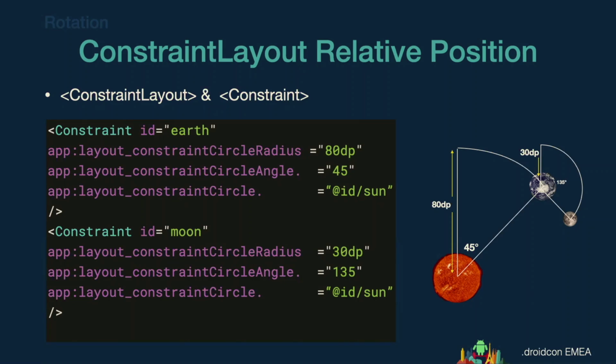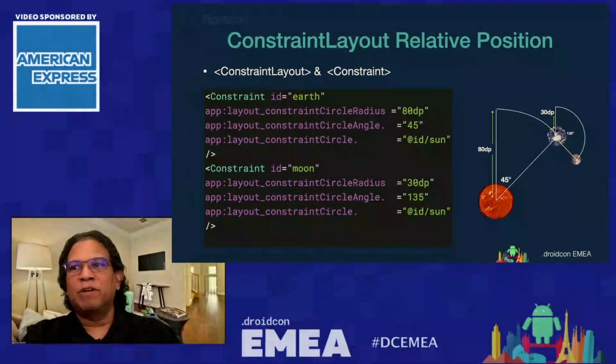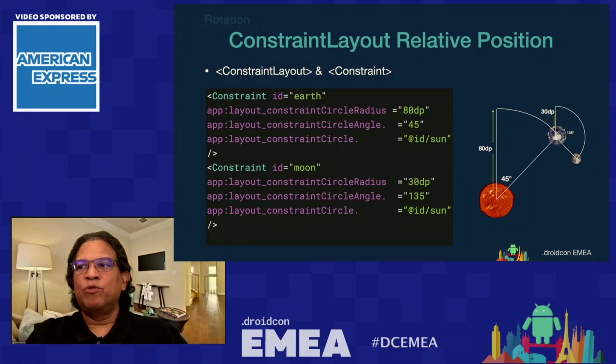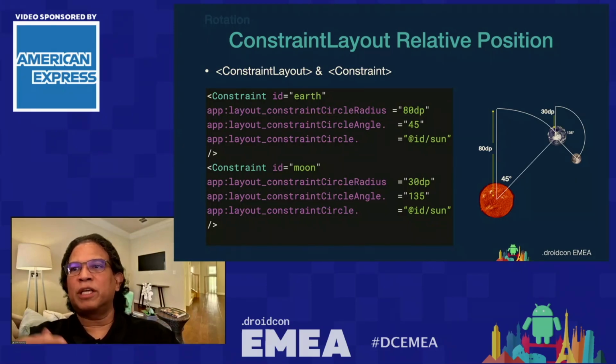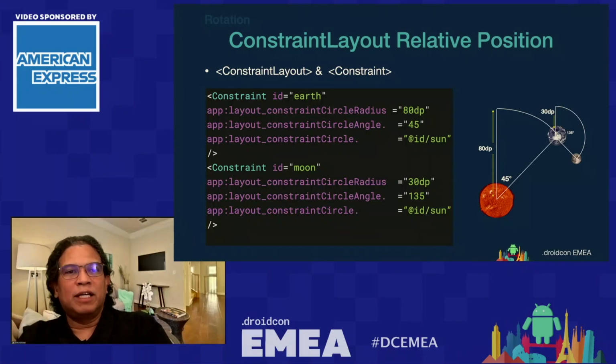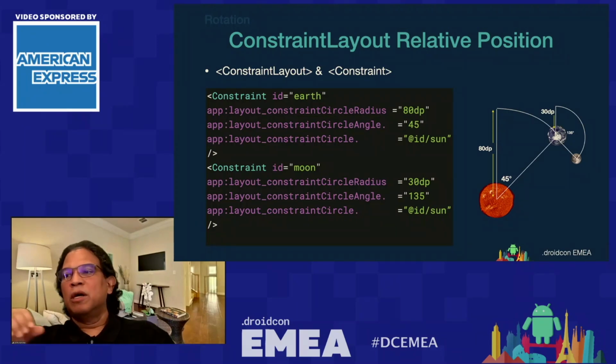So from 1.1, we support constraints which are polar coordinates. You specify circle radius, circle angle, and you relate one object to the other. So in this case, you can say the Earth is at 45 degrees from the sun, and 80 dips away, and the moon is relative to that. That's a really nice way of specifying certain kinds of behaviors and certain kinds of positions, especially when you're thinking about a watch.